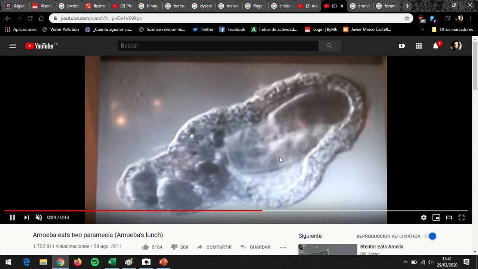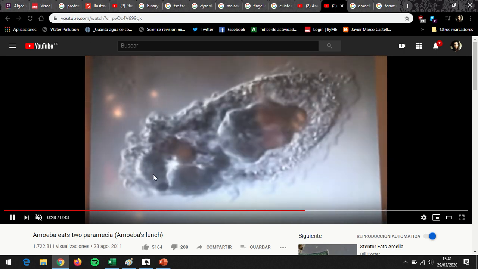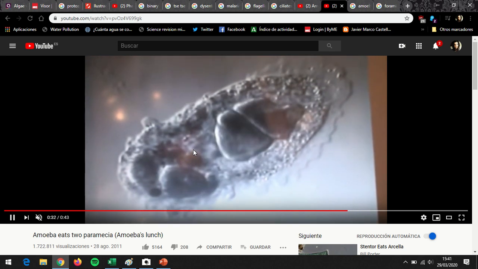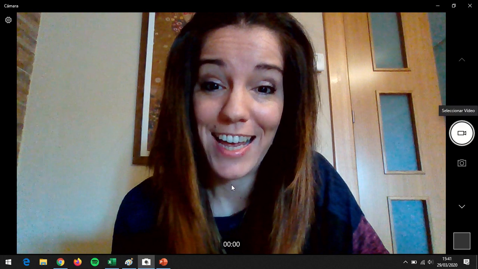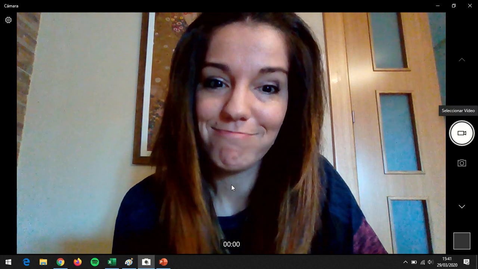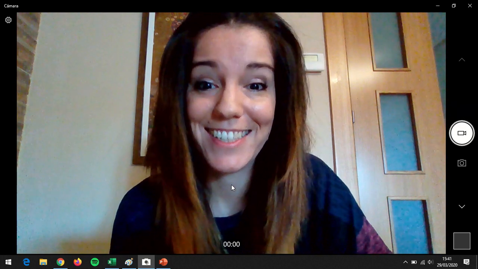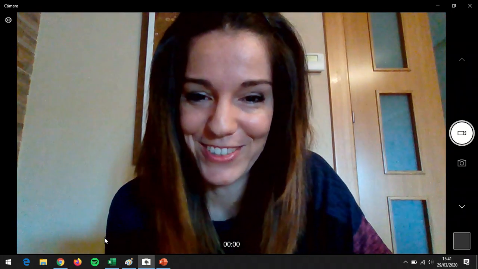Oh, poor them. They have realized what is happening to them. You see? So finally, they are totally destroyed, dissolved, and the amoeba would obtain nutrients from them. So it is not a lion eating a zebra, but it is also a carnivore in this case, one amoeba which is eating, in this case, the two paramecium. Well, I hope you like it.